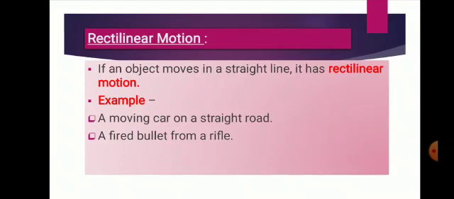Okay? Some more examples of rectilinear motion are motion of a vehicle on a straight road, motion of a train on a straight track, opening of a table drawer, a rolling ball on a plain ground. Okay, so these are the examples of rectilinear motion, where the object moves in a straight line.